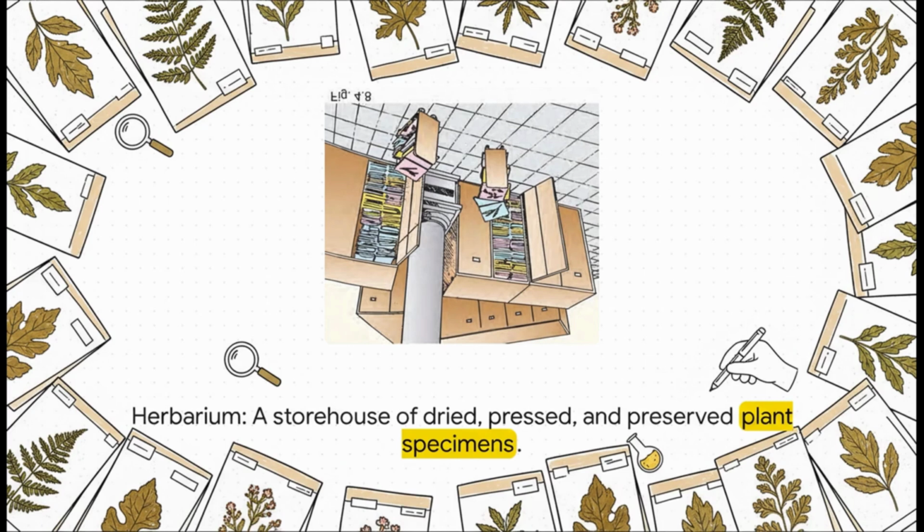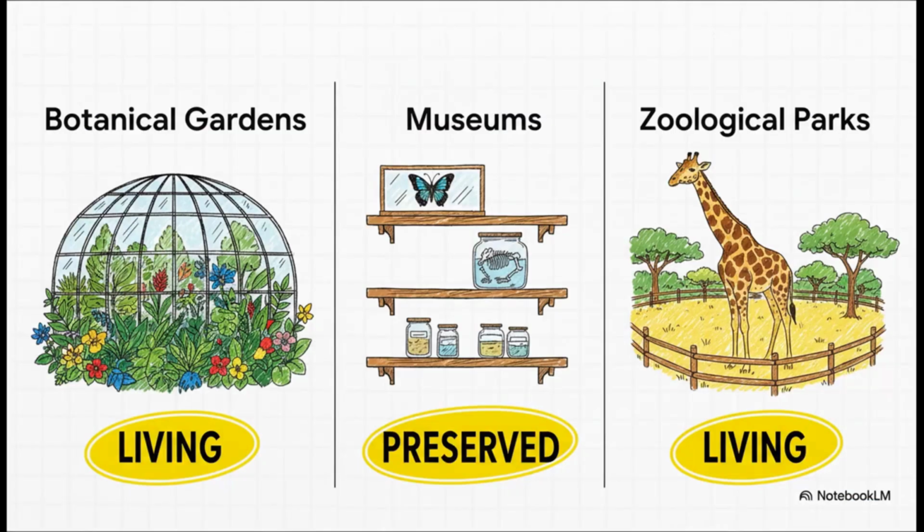And the label on each sheet is everything. It tells you the date and place of collection, its scientific and local names, its family, who collected it, all the critical data for future reference. But the toolkit doesn't stop there. You've got botanical gardens, which are basically living libraries of plants from all over the world. Then there are museums. These are for preserved specimens. Think skeletons, animals in jars, or insects pinned in boxes. And of course, we have zoological parks, or zoos, where we can study living wild animals and their behavior up close in protected environments.